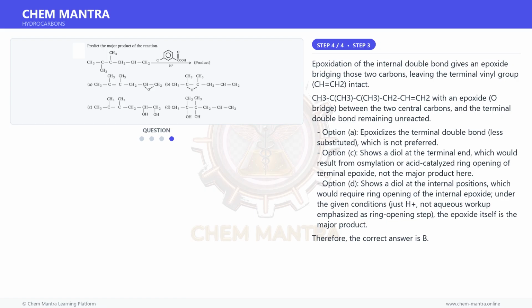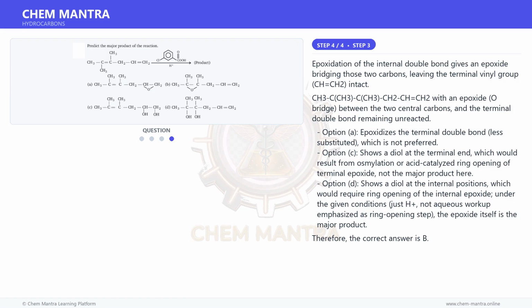CH3, C, CH3, C, CH3, CH2, CH double bond CH2, with an epoxide O bridge between the two central carbons and the terminal double bond remaining unreacted. Option A epoxidizes the terminal double bond, less substituted, which is not preferred. Option C shows a diol at the terminal end, which would result from osmylation or acid-catalyzed ring opening of the terminal epoxide, not the major product here.